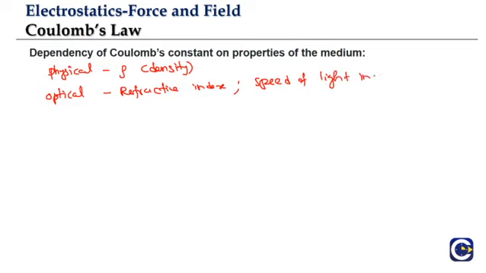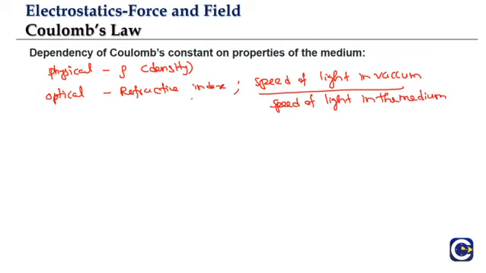So refractive index is defined as the speed of light in vacuum divided by the speed of light in the medium. If you have a medium with high refractive index, it means that in that medium the speed of light will be lesser. So refractive index is an indication of the optical properties of the medium.